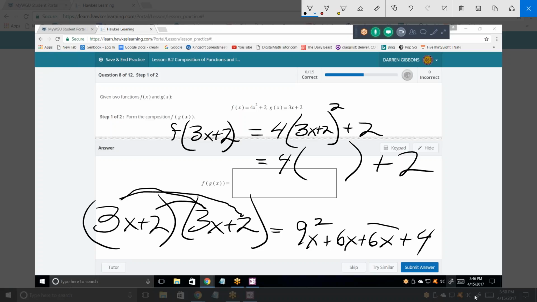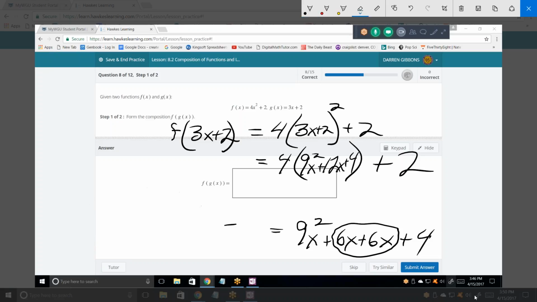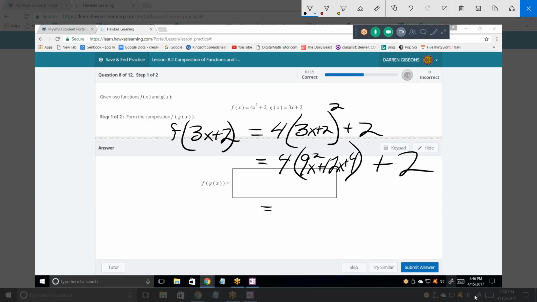Now you can almost always combine those two middle terms. They're apples and apples. So what goes here in the parentheses now, after squaring it, is 9x squared plus 12x plus 4. You with me? Yep. Now, let's keep simplifying. What's the next step in simplifying? So we gotta multiply these by 4, right? Correct. You've got to distribute that 4. What's that give me?